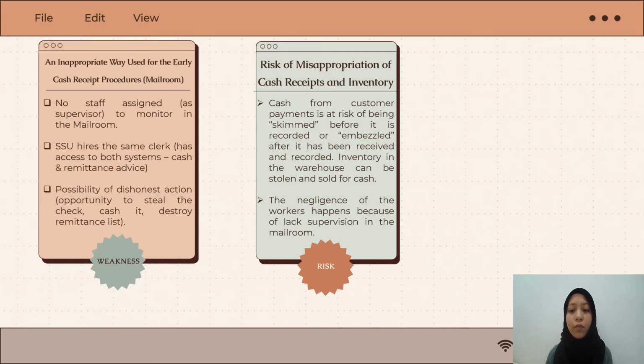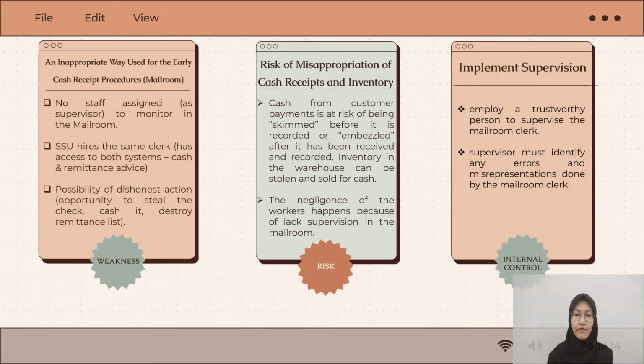The negligence of the workers happens because of the lack of supervision in the mailroom, as the person in charge who opened the mail has access both to cash and the remittance advice. From the witness and the risk that has been explained, it is very important for SSU to employ a trustworthy person to supervise the mailroom clerk.